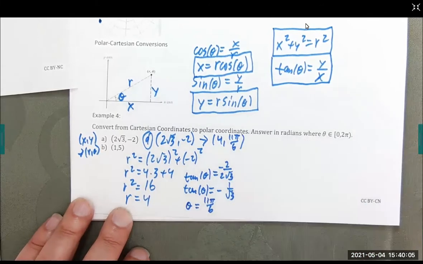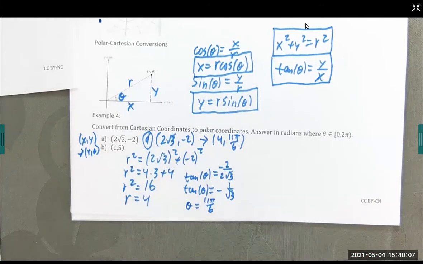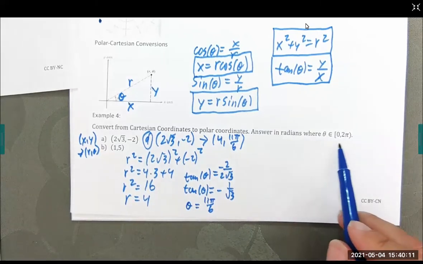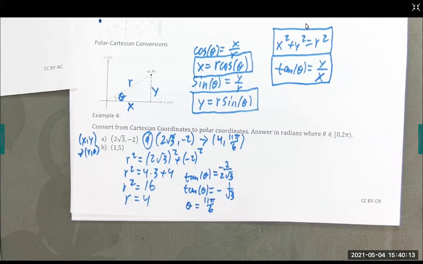Now you might be asking yourself, why did I make r positive as well as theta? Well, theta has to be positive because of here. And in general, if we can keep r positive, there's some advantages to that. All right, let's do part B.